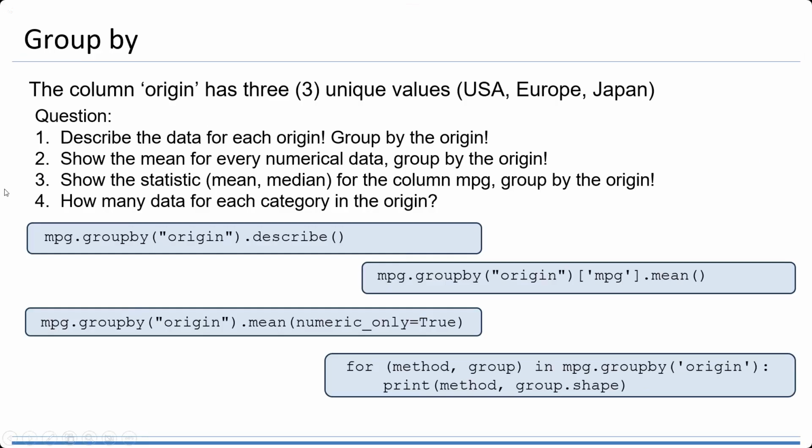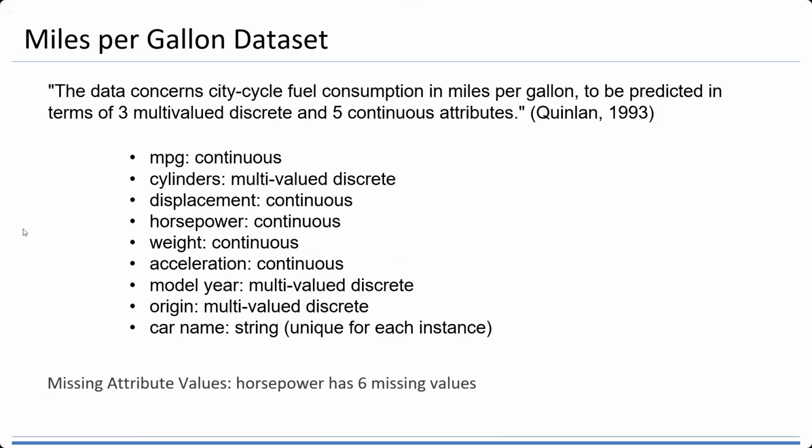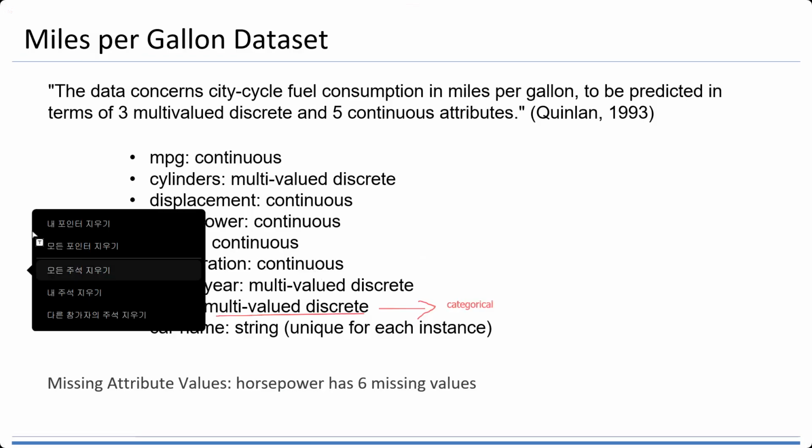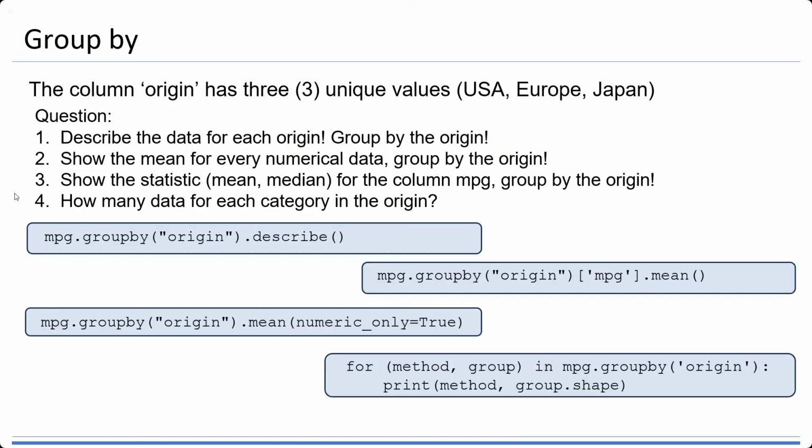So let's do with the column origin. In the column origin, if you look at this one, the origin is a multi-value discrete. So it means this is a categorical value. So the categorical value, we have multi-value, not only one, then we have several values. So in this case, if you check the data later, we have USA, we have Europe, and we have Japan.